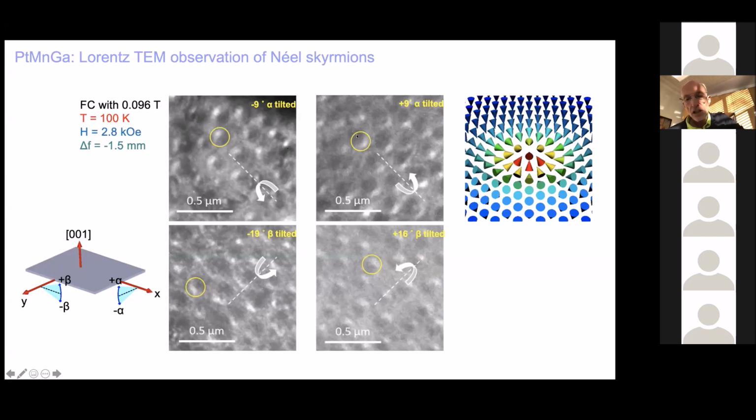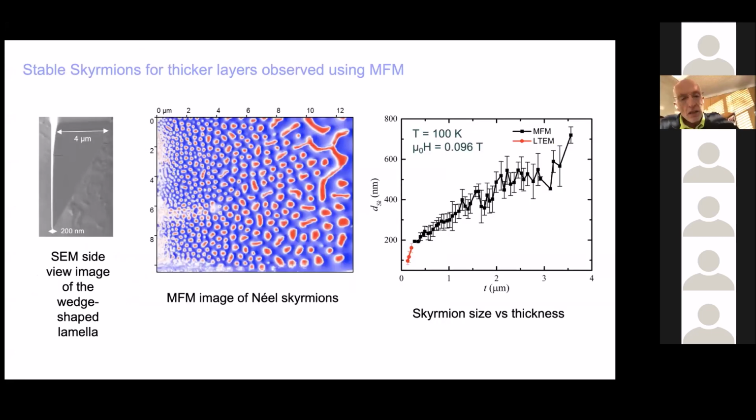And on the right-hand side, it's black-white. That's because we've tilted it to opposite directions. And then in the Lorentz image, it should be reversed. And that's what we observe. So it's clear that it's a Néel skyrmion.